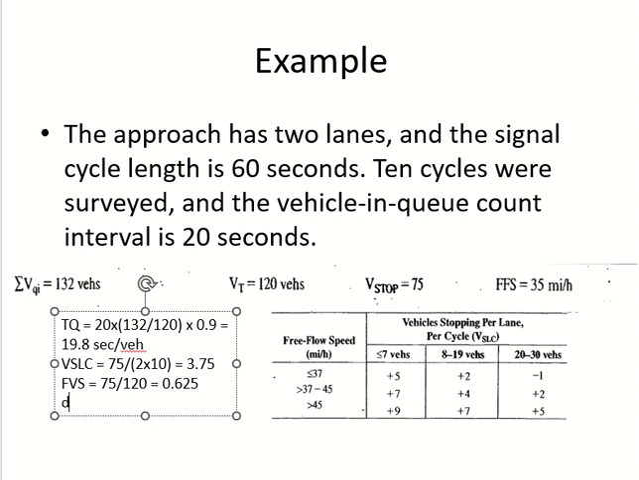Okay, the next thing is the control delay. Control delay is time in queue delay 19.8 plus fraction of vehicles stopped 0.625 multiplied by the correction factor. The correction factor comes from the table. So what do we have in the table? First of all, the free flow speed. The free flow speed is less than 37, so the first row. This one is vehicles stopped per lane per cycle, which is 3.75. 3.75 is less than 7, so first column. Correction factor is 5.